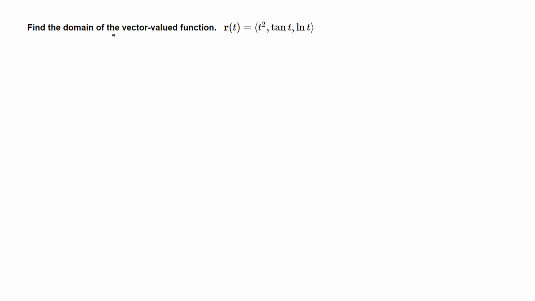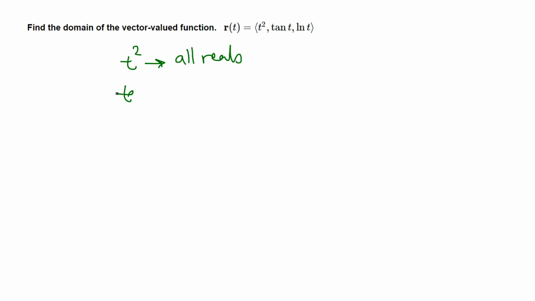Find the domain of the vector valued function. So we have three components here: t squared, tangent t, natural log of t. So we find the domain for each function, and the domain of this function will be the most restrictive one. Okay, first component t squared, and for t squared there is no problem, and it's defined for all reals.